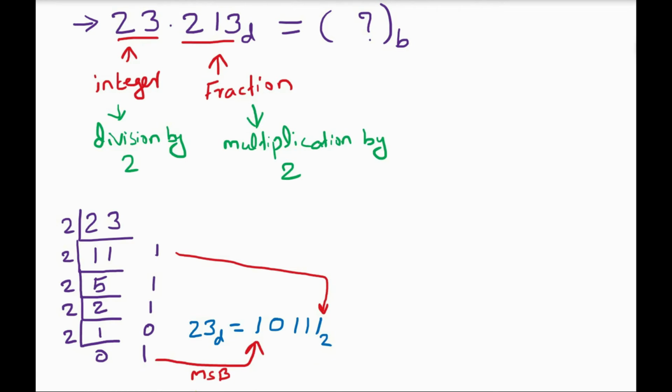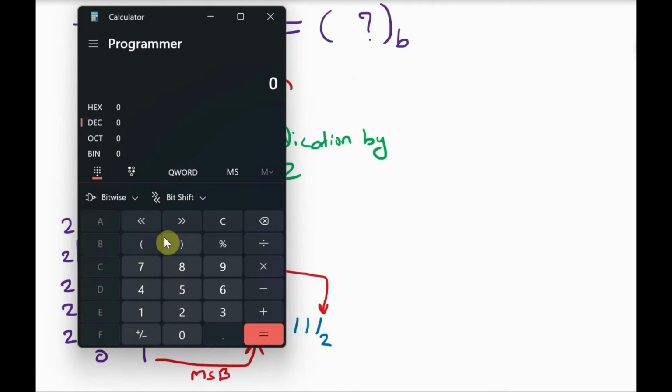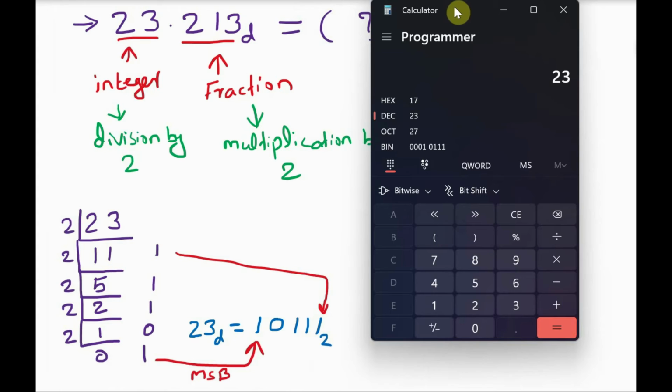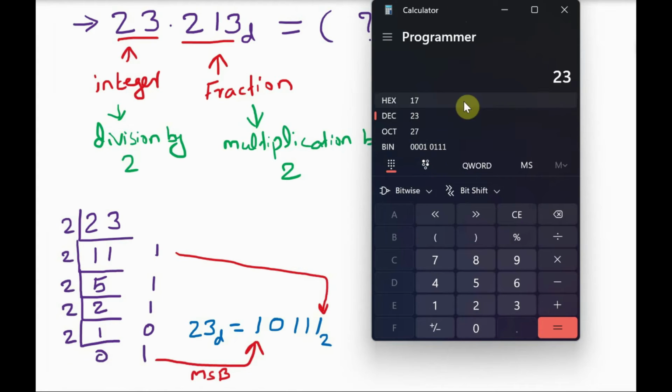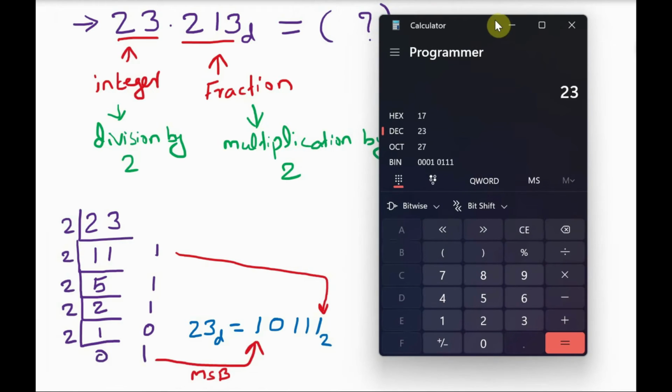So if you want to check, we can check 23. You can see here decimal 23 means in binary it is 0 0 0 1 0 1 1 1. The leading zeros we can omit because there is no use of putting zeros on the left side. So the answer is 1 0 1 1 1. So that's our answer. Decimal 23 is 1 0 1 1 1.